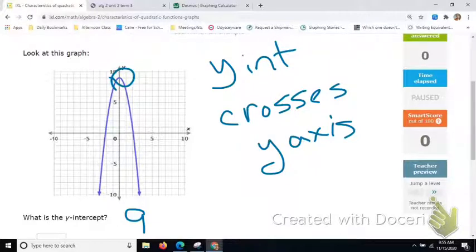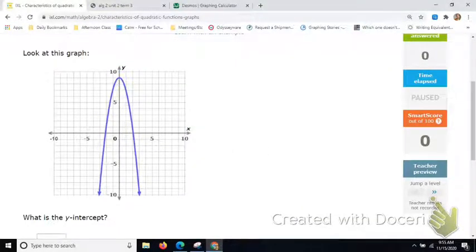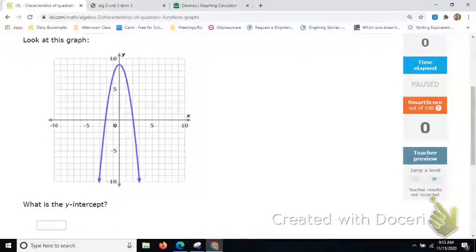And it doesn't matter. Notice it's not giving you an ordered pair. It's just giving you a place to put one number. Doesn't matter that that's actually also the vertex. It's just where is it crossing the y-axis. So we just type in 9 and move along.